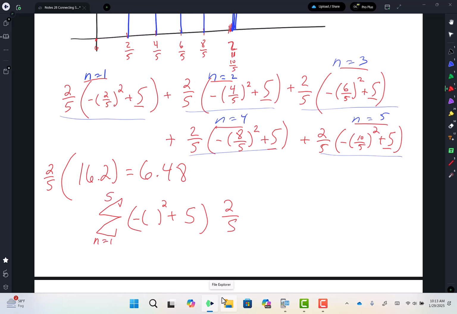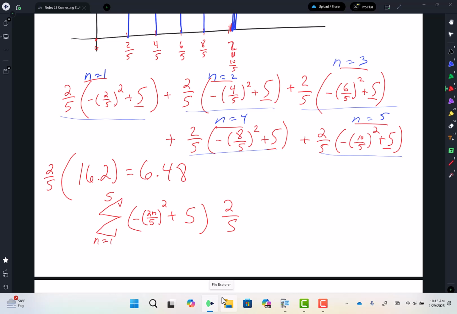So when n equals 1, I need it to be 2/5. When n equals 2, I need it to be 4/5. So what can I put in here? I already used n, too bad. What can I put in here? Yeah, 2n over 5. That will work. And there it is.